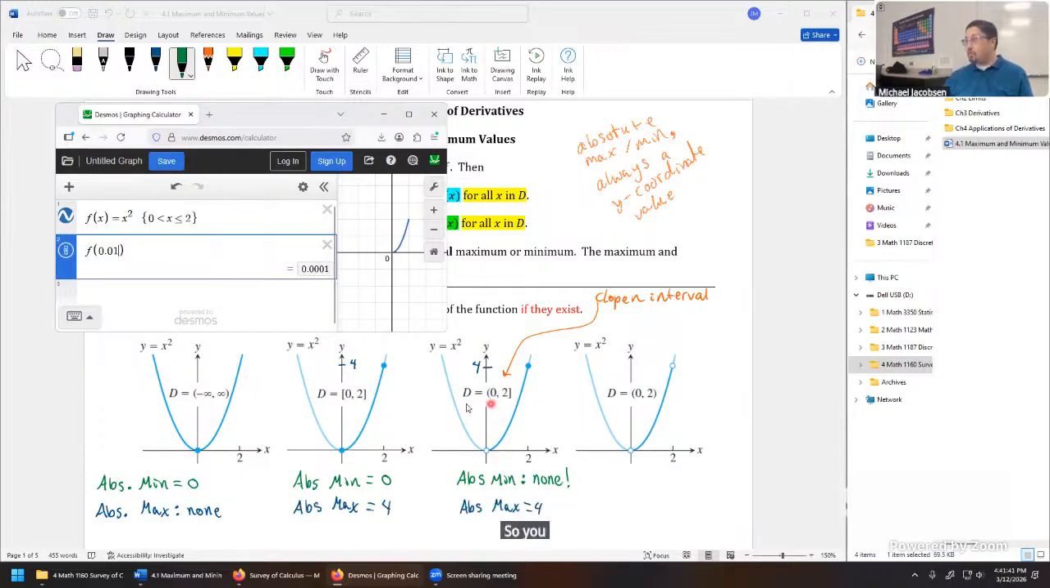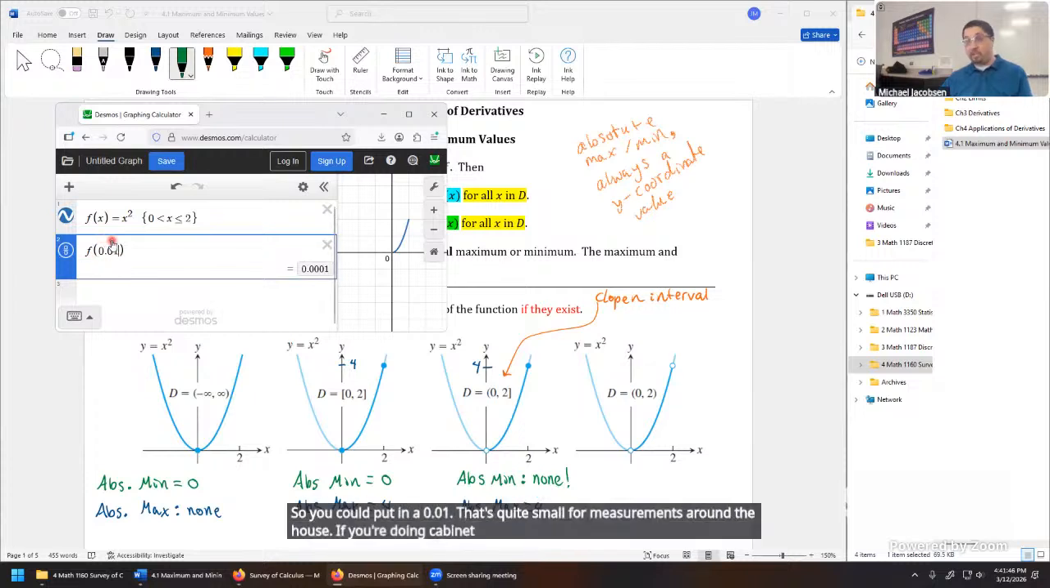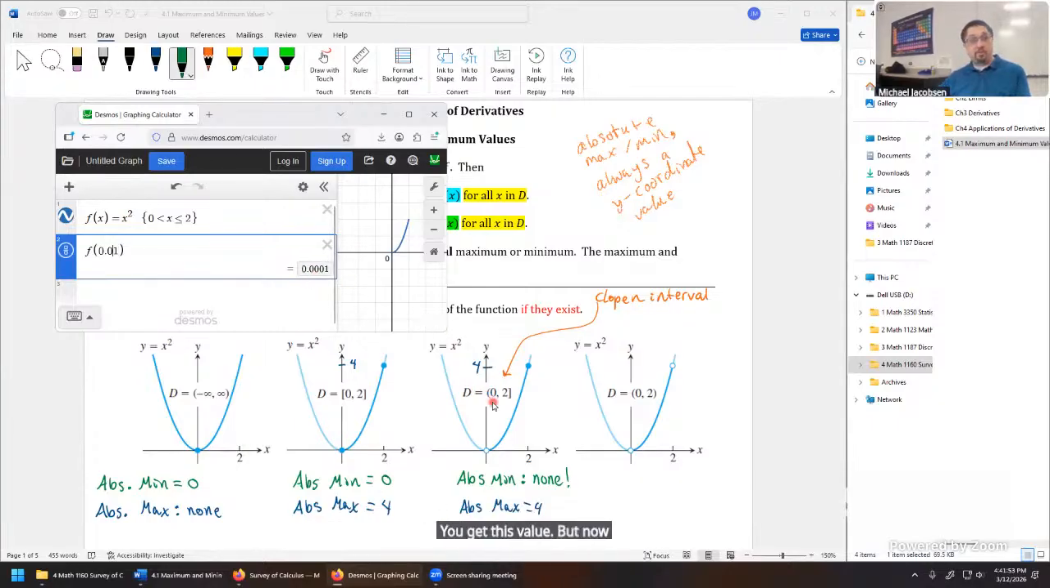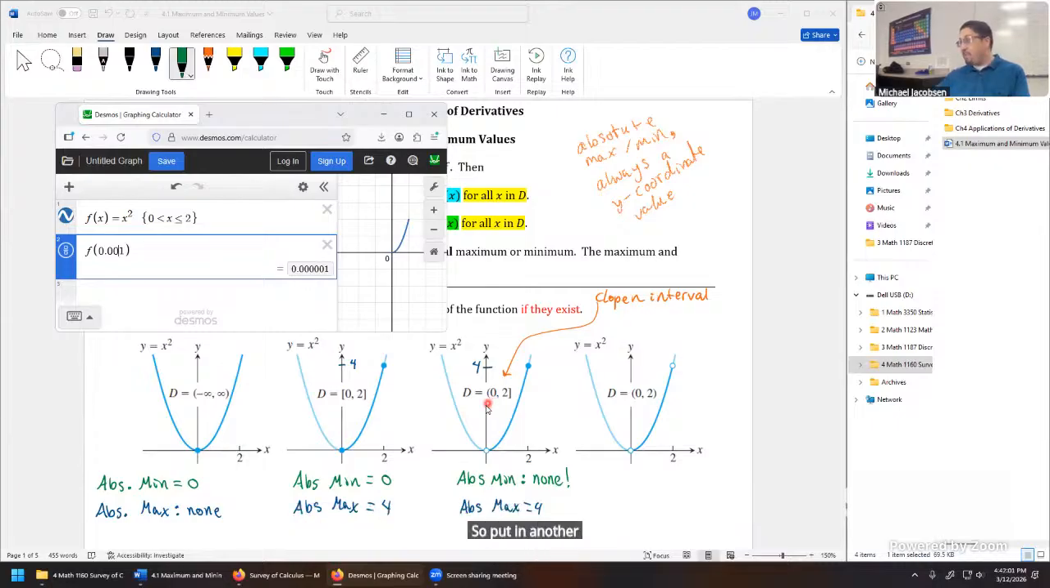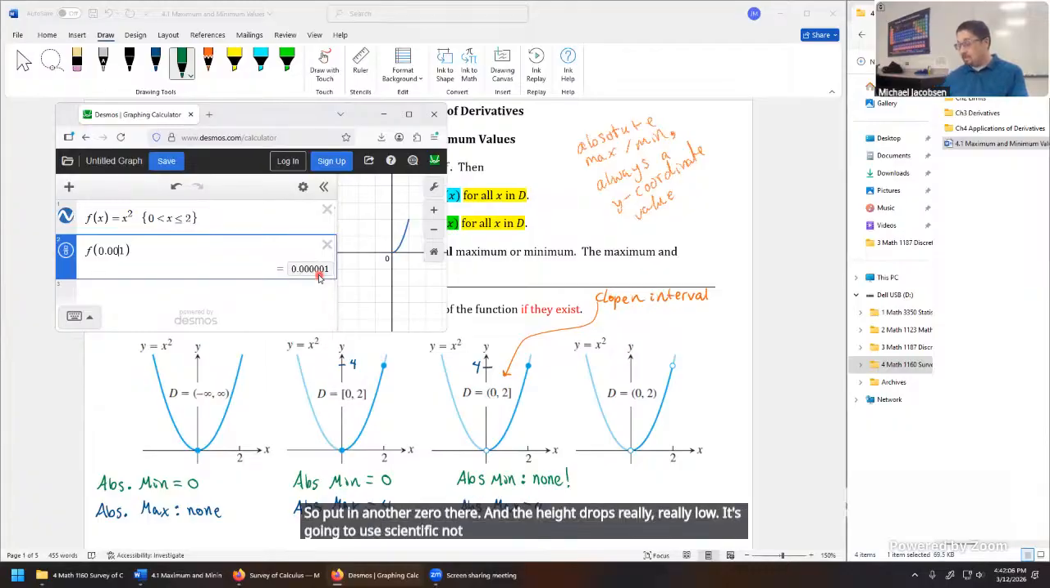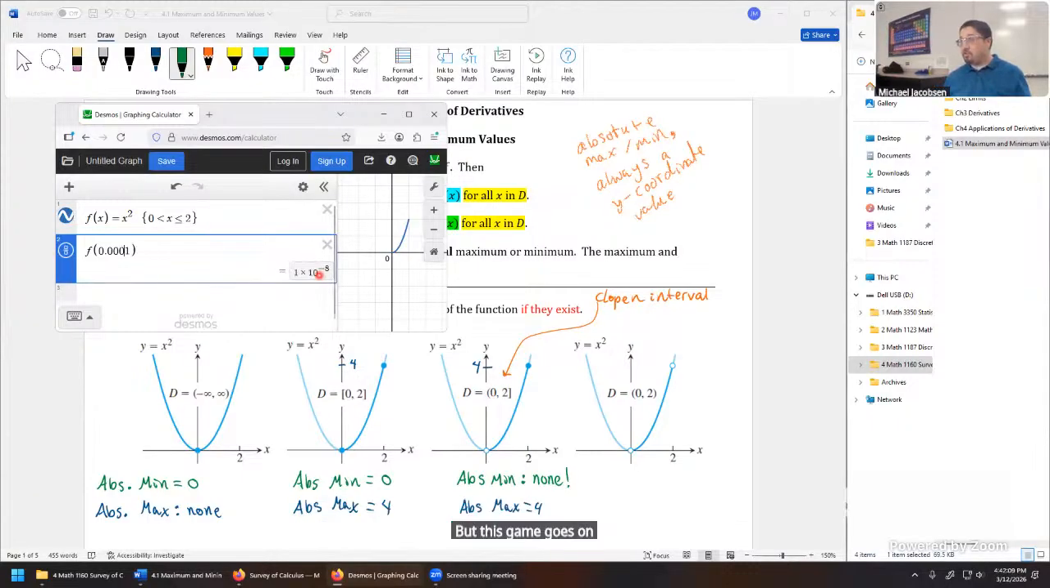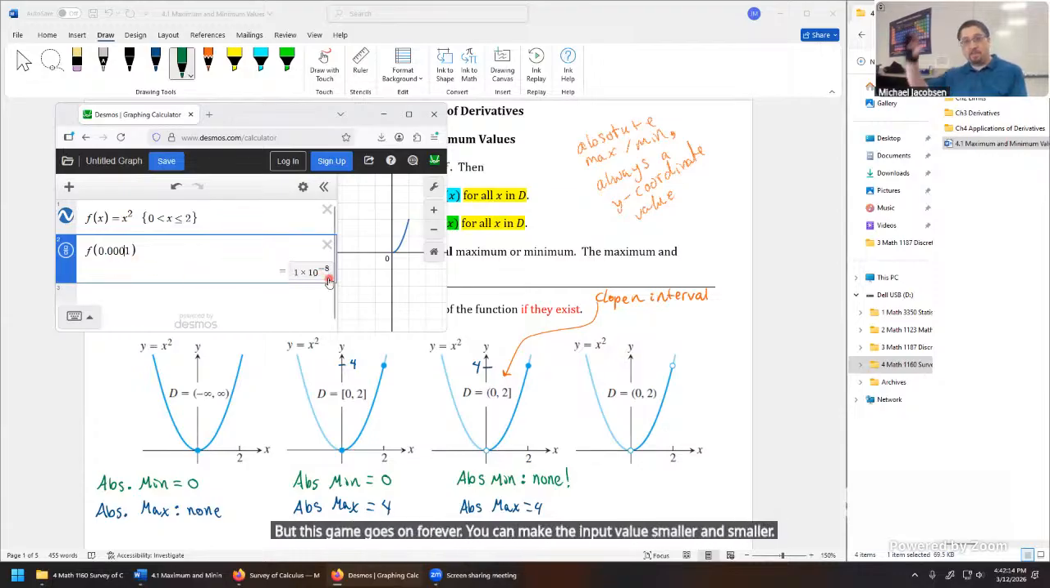So you could put in a 0.01. That's quite small. For measurements around the house, if you're doing cabinetry work, that's pretty close to a 0 value in terms of centimeters, say. You get this value. But now, because that's an open interval, you can get as close to 0 as you would like. You just cannot hit 0. So put in another 0 there, and the height drops really, really low. It's going to use scientific notation eventually. But this game goes on forever. You can make the input value smaller and smaller. The output value keeps on dropping lower and lower and lower each time.